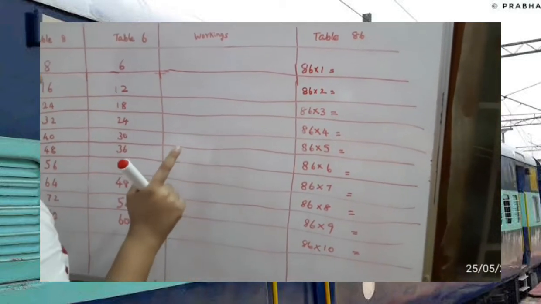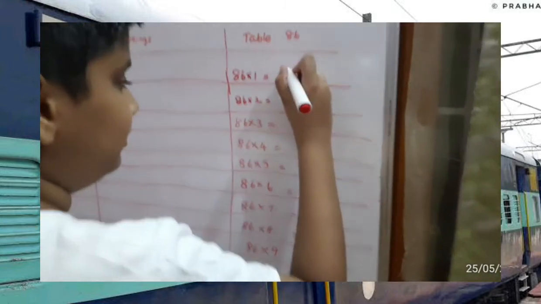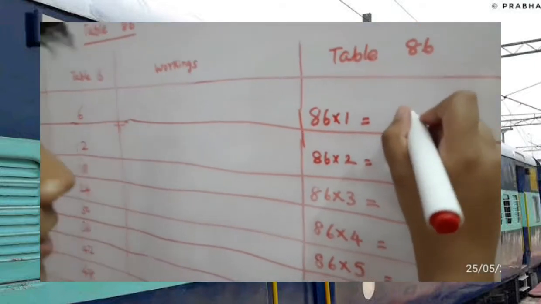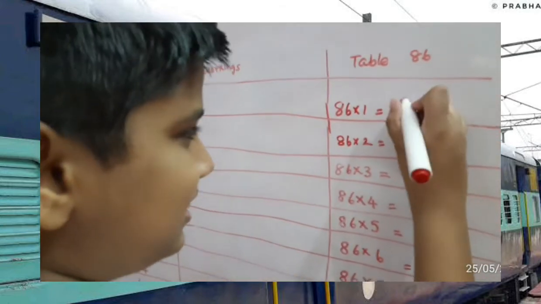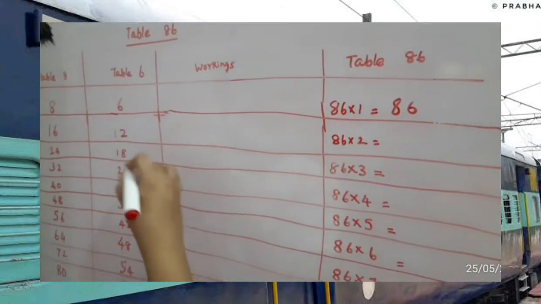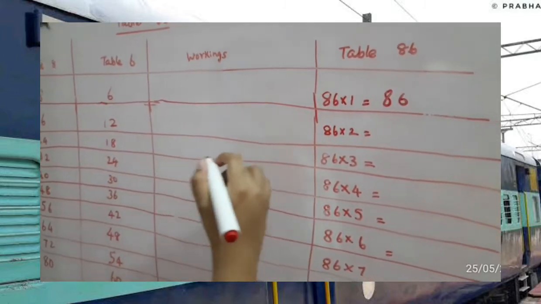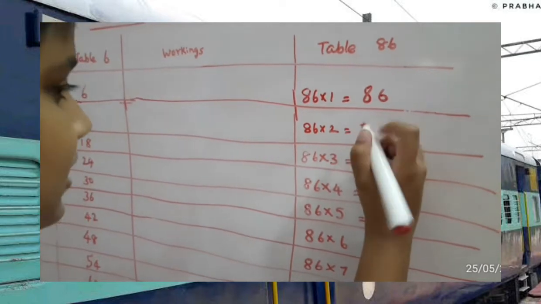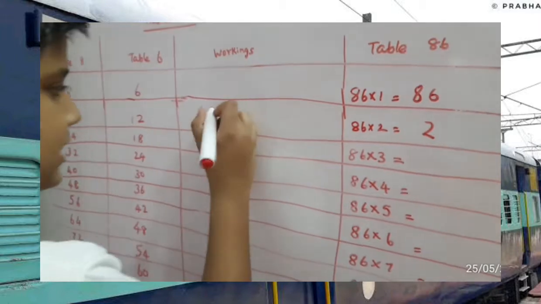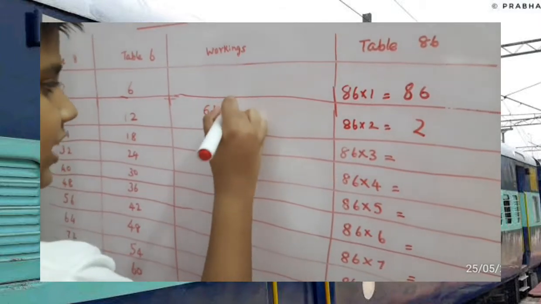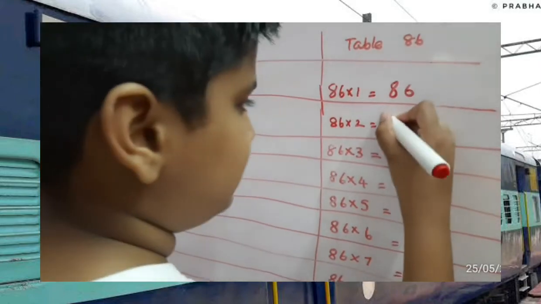Now we are going to arrive at the table of 86. 86 into 1, using these answers. So how do we get it? 6 in 1's place and 8 in 10's place. Next, 86 into 2. How do we arrive at it? Write 2 in 1's place. To the 1's place, 6 plus 1 is equal to 7 in 10's place. And write 1 in 100's place.